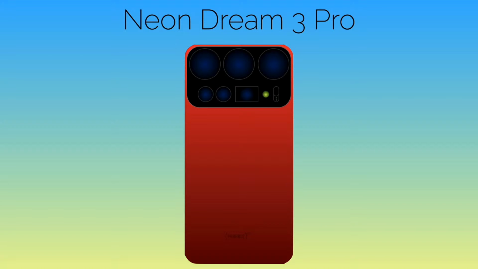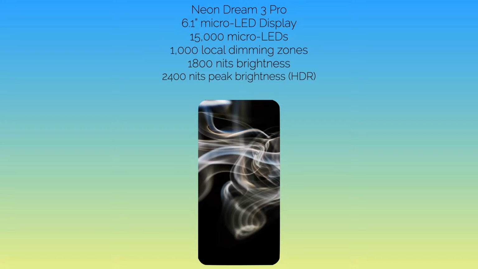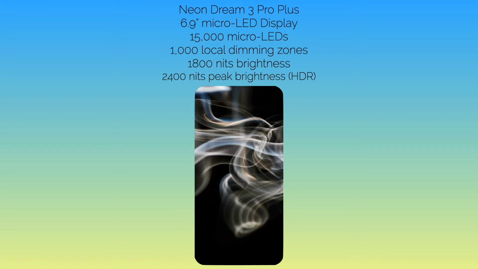This is Neon Dream 3 Pro. So let's talk about these displays. The Neon Dream 3 Pro has a 6.1 inch micro LED display with 15,000 micro LEDs, 1,000 local dimming zones, and the brightest display on a smartphone, period, with 1,800 nits of brightness and 2,400 nits of peak brightness in HDR. And Neon Dream 3 Pro Plus, which is the bigger one, has a 6.9 inch micro LED display.